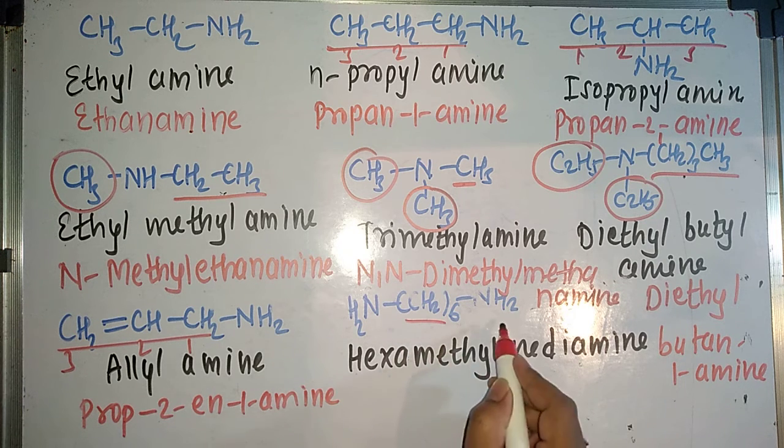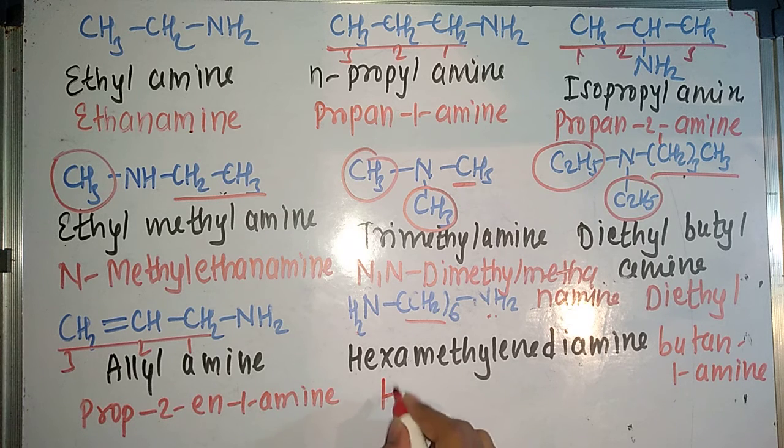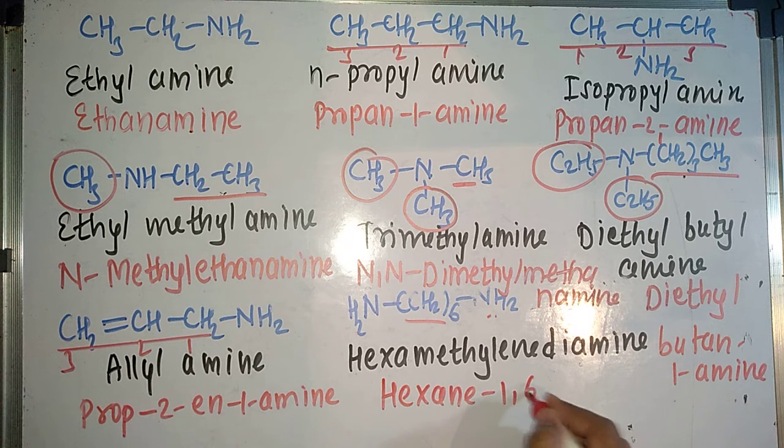Here I have a total of 6 carbon atoms. Whenever I have two similar functional groups, at that time I can identify the parent alkane and write the name of the alkane without replacing the E. So with a total of 6 carbon atoms, it will be hexane. At 1 and 6 positions there are 2 amino groups, so it will become hexane-1,6-diamine.